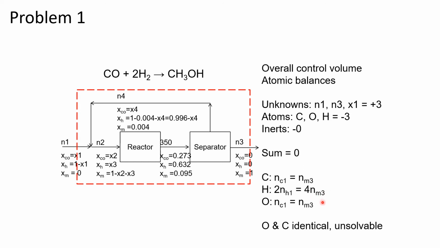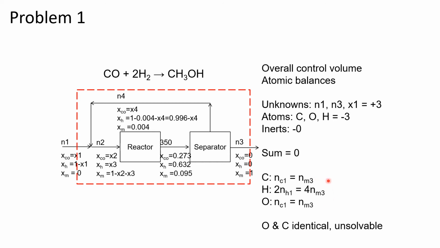Now let's look at the oxygen balance. The oxygen flow rate that comes in over here is going to be the flow rate of carbon monoxide. That's the only species that has oxygen in it. It's going to be the flow rate of carbon monoxide times 1, since there's 1 atom of oxygen per molecule of carbon monoxide. What comes out in the product here, the only thing that comes out is methanol. So we'll write down the number of moles of methanol that comes out, NM3, and there's 1 atom of oxygen per molecule of methanol, so we'll put a 1 here.